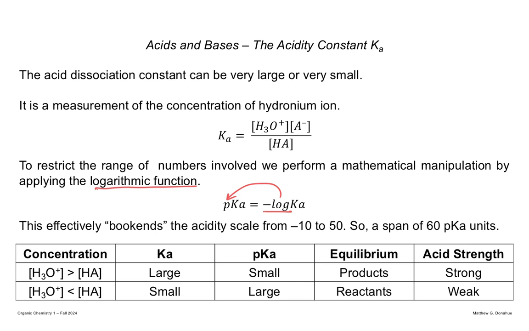Now notice in column 3 of that table, the inversion that happens. When you have a large Ka value and you take the negative log of it, the pKa value becomes small. The equilibrium still favors the products and we still call it a strong acid. If you have a small Ka value, take the negative log, you get a large number. That favors the reactants, and it's a weak acid.